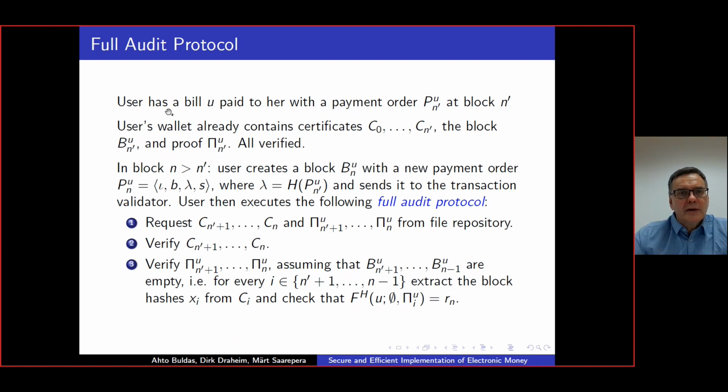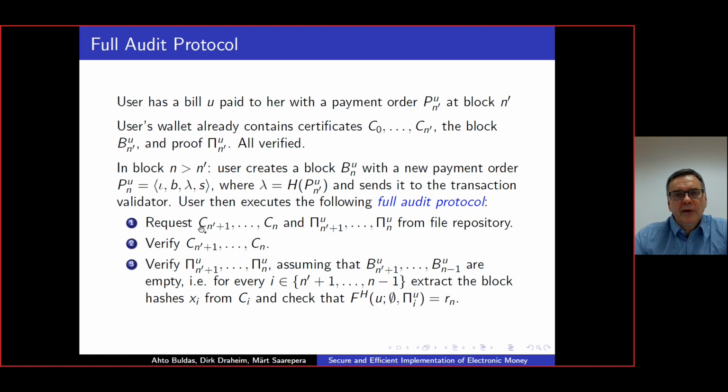And so what is the full audit protocol? How exactly is it going? The user has a bill U paid to her with a payment order PU n prime at block n prime. The user's wallet already contains certificates C0 up to Cn prime, the block with the previous payment, and the proof pi, and all of them are verified. We assume that. In block N, the user creates a new block with a new payment order PUN, the lambda of which points to the previous payment, and sends it to the transaction validator. And the user then executes the full audit protocol.